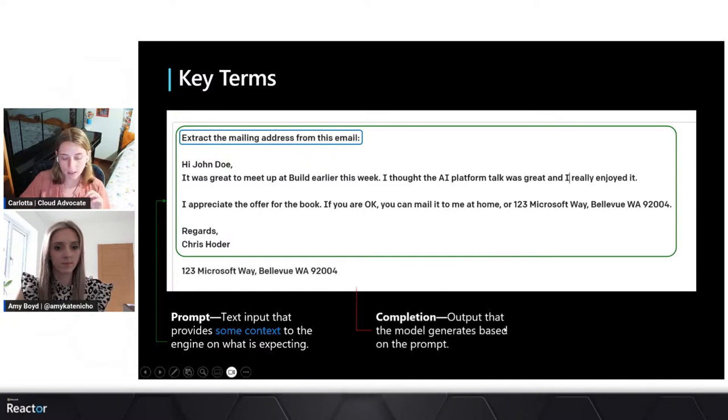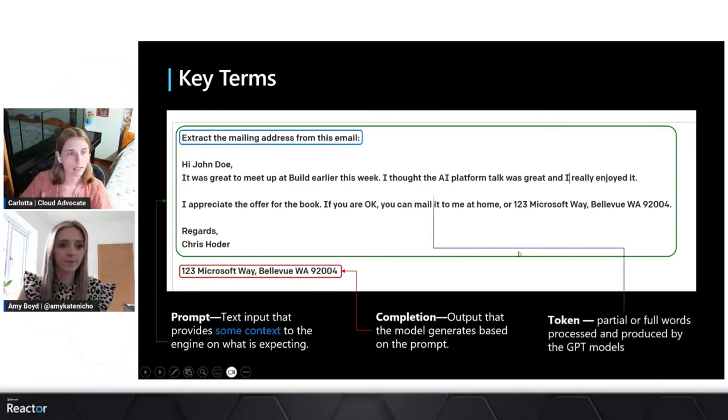Then another key term is completion. The completion is basically the output of the model. And then we have talked about token, which is the smallest unit in which language models split the text to process it. So keep in mind those terms throughout your learning journey with large language models.